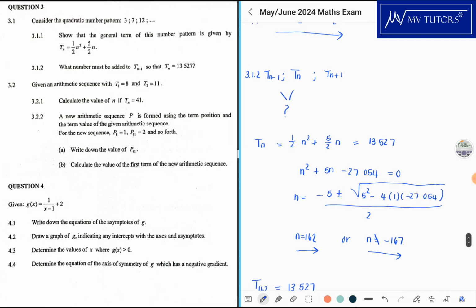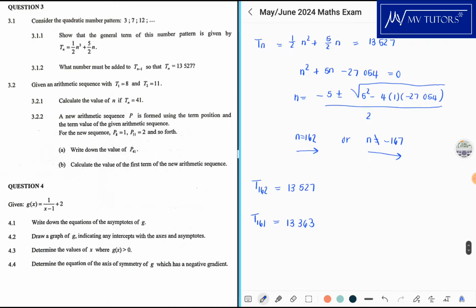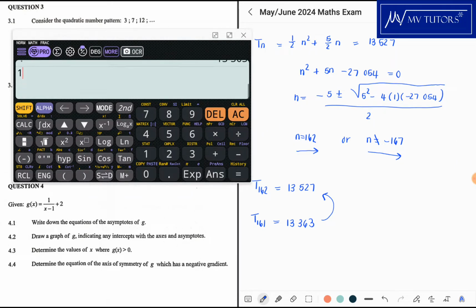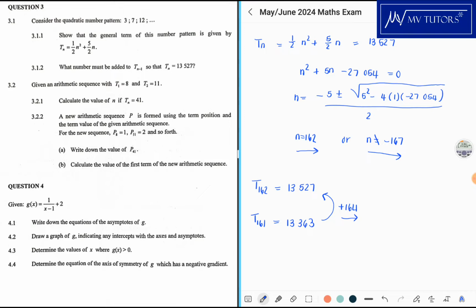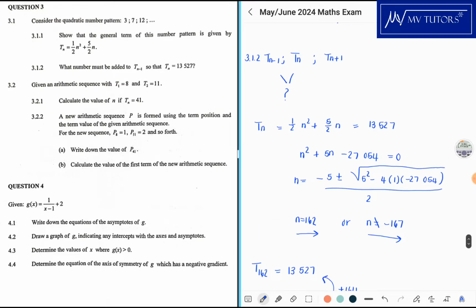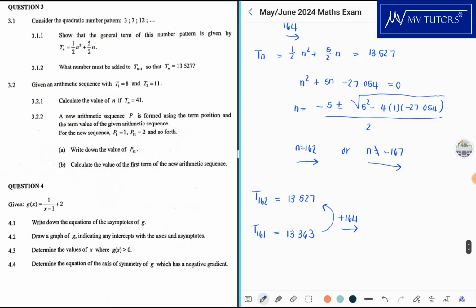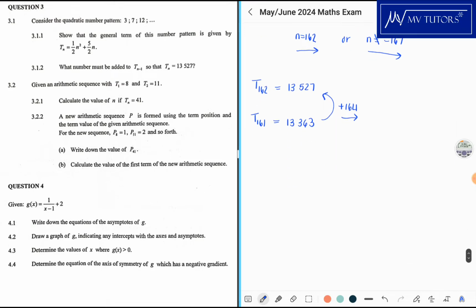Because what we're looking for is to get from term 161 to term 162, what do I need to add? Okay, so I'm going to say 13,527 minus the answer. So I need to add 164. That is my answer. Let's look at the question again. What number must be added? This value over here must be 164. Or you can write down the value to be added is 164.